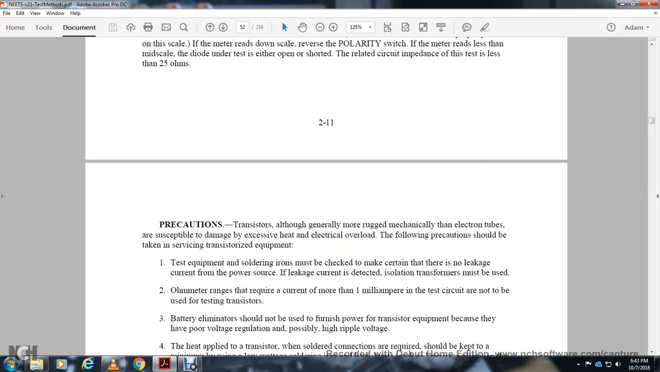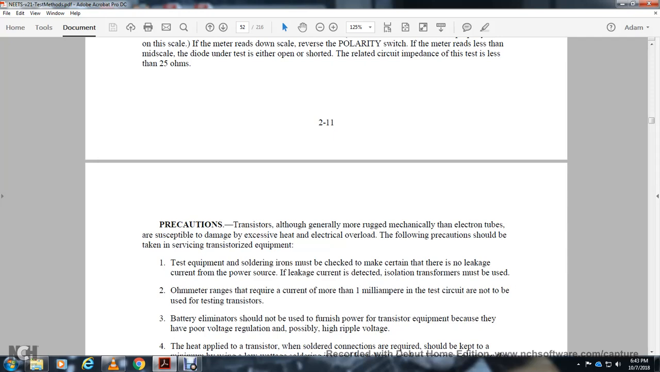Precautions. Transistors are more rugged than a mechanical electron tube, but are susceptible to damage from heat and electrical overload, so precautions should be taken. Strip the transistor equipment and test equipment, and soldering irons must be checked for external leakage. Current through the power strip and leakage detection: an isolation transformer must be used. The meter range must be set for currents of no more than 1 milliamp with the test circuit, which is not to be used when testing transistor battery eliminators.